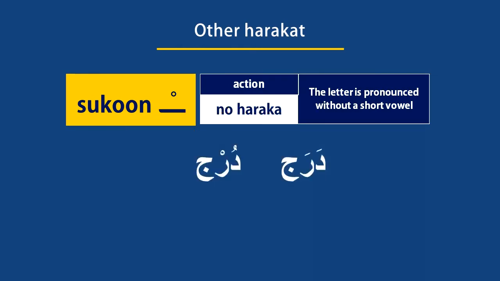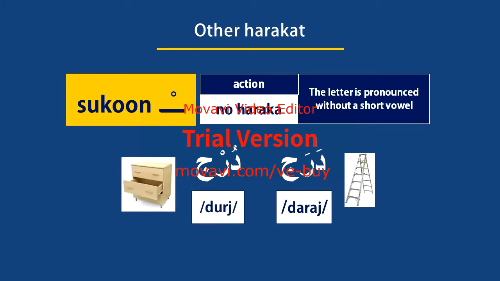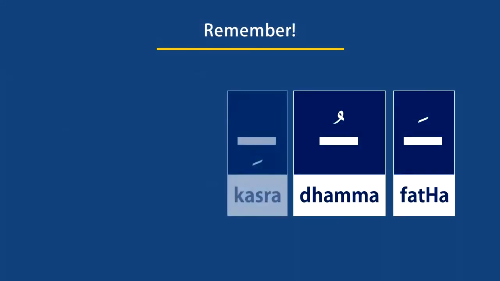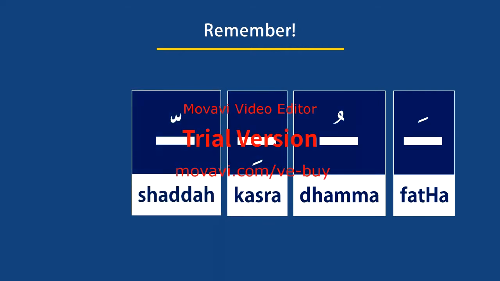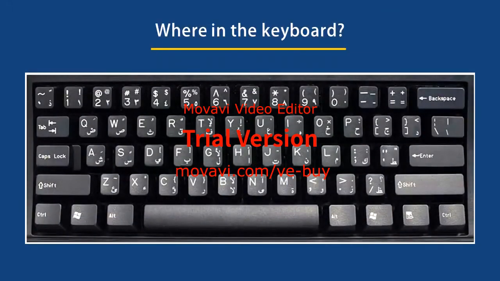Let's have an example of it. Look at these two words. Without the harakat, they look exactly the same, since they have the same letters. But noticing the harakat, the word to the right is pronounced as daraj, and the second is pronounced as durj. Notice that there is a sukoon over the second letter of the left one, while there is a fatha over the right one. Now remember the harakat: fatha is a, dhamma is u, kasra is i, shadda is a double letter, and sukoon is silence, which means no harakat.